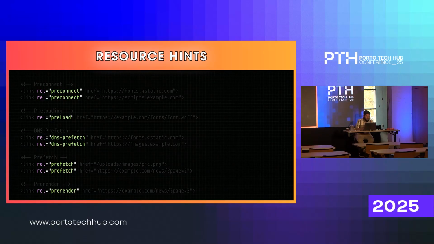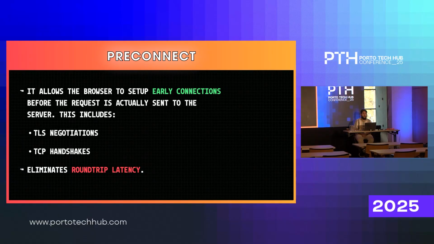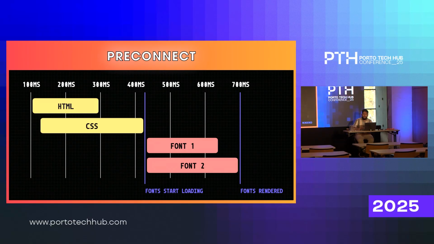We have another 45 minutes, so I won't get to discuss all of them, but one quick example is preconnect. It allows the browser to set up early connections before you actually need them, and this includes TLS negotiations or the TCP handshake. And by doing this, you are eliminating round-trip latency. So let's say you have some HTML, CSS, there's not even React in here. And let's say that the CSS specifies that the page is going to paint things with 2 custom fonts. So when the CSS is downloaded and parsed is the moment that the browser will start fetching these fonts that are probably in another domain like Google Fonts or some other CDN. And then they will be downloaded, parsed, rendered, and all of that.